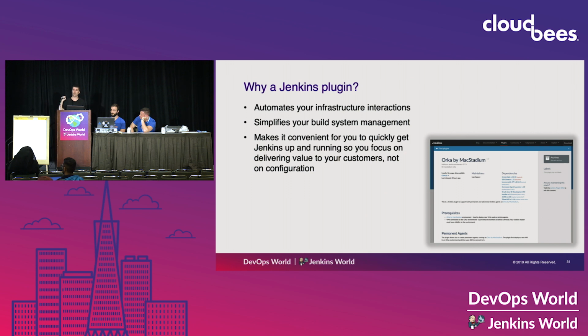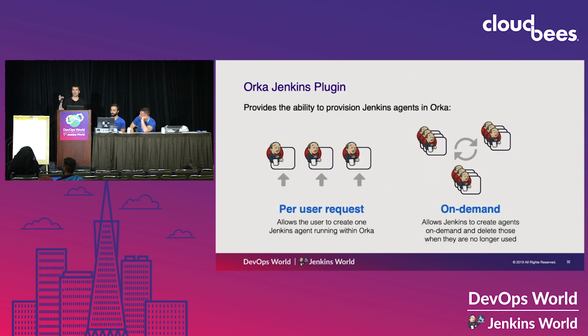It provides you with the following functionality. You can create two types of agents. The first type, per user request or permanent agents. These are similar to the SSH agents you create today. And the other type of agents are on-demand or ephemeral agents. They will be created on demand, and once no longer in use, they will be deleted.